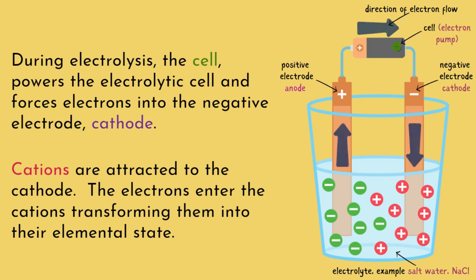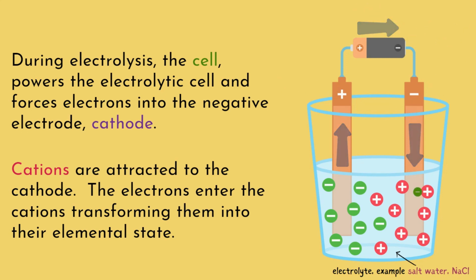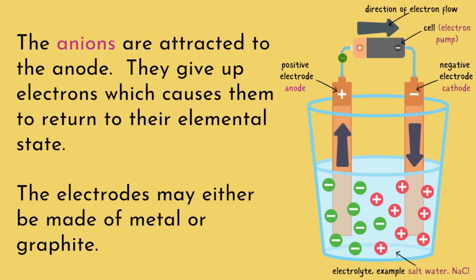During electrolysis, the cell powers the electrolytic cell and forces electrons into the negative electrode, which is the cathode. Cations are attracted to the cathode. The electrons enter the cations, transforming them into their elemental state. The anions are attracted to the anode. They give up electrons, which causes them to return to their elemental state. The electrodes may either be made of metal or graphite.